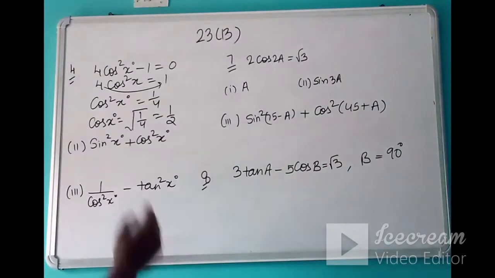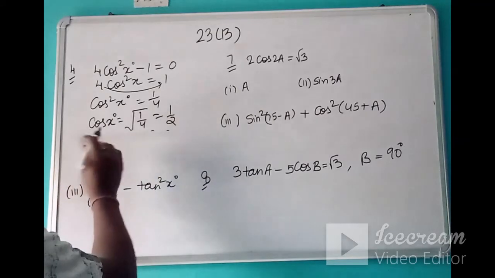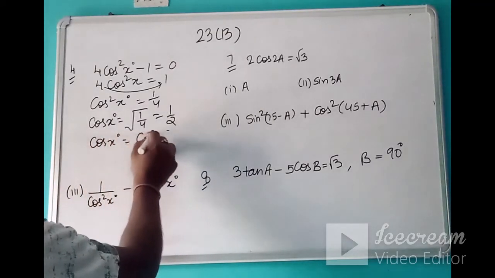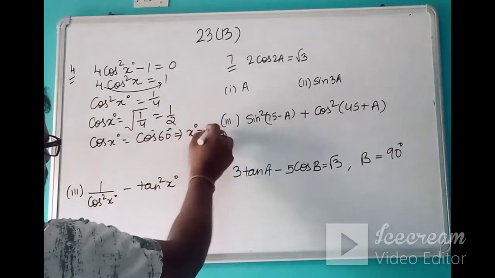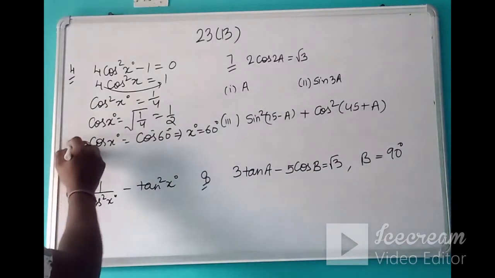Now, when is cos 1 by 2? When is cos 1 by 2? When it is 60 degrees. So that means x degree is equal to 60 degrees. Okay, so this is our first part.